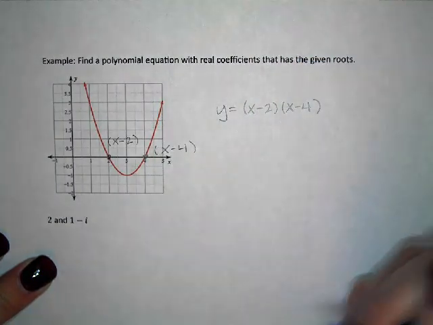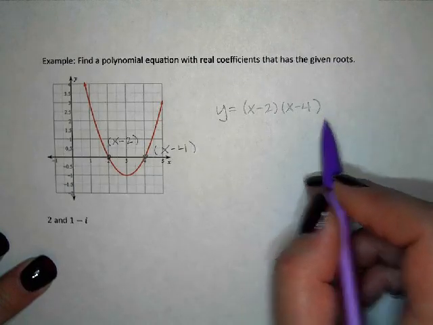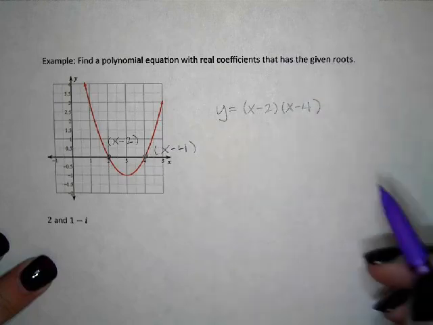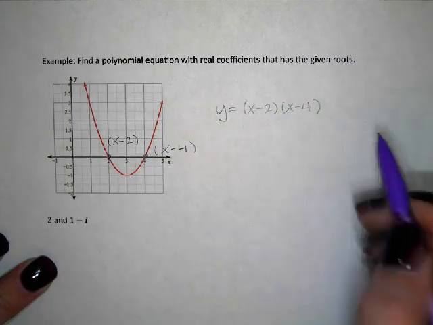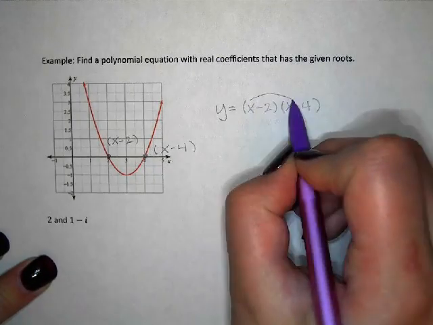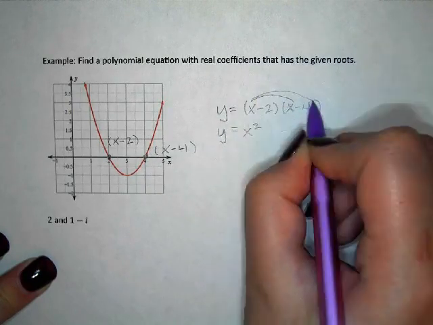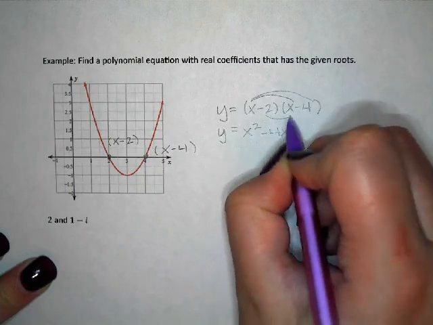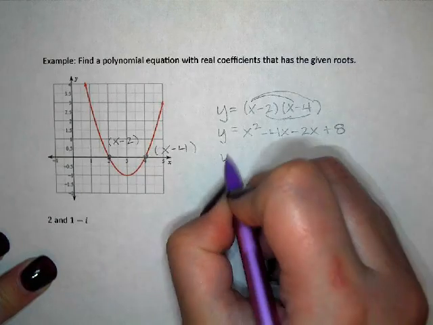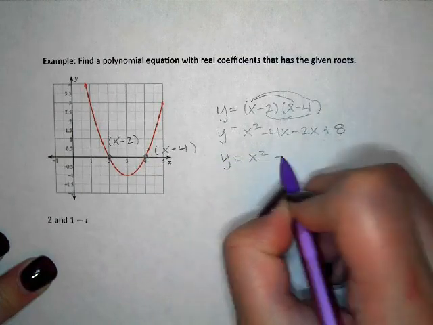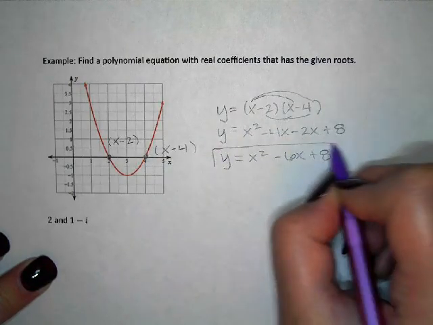But sometimes they want the standard form. So I'm going to go ahead and FOIL this out, multiply this out so we can see the standard form. So we have y equals x squared minus 4x minus 2x plus 8. So y equals x squared minus 6x plus 8. And you can call this a quadratic. That's very specifically what that function is. Or you could say it's a polynomial. A quadratic is a type of polynomial.